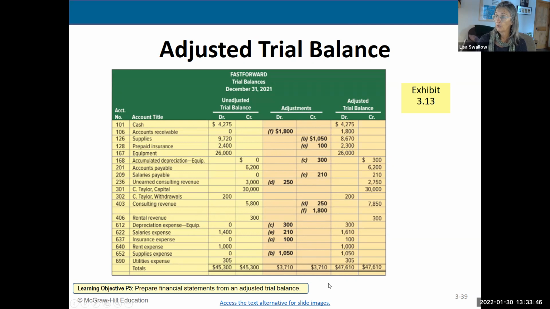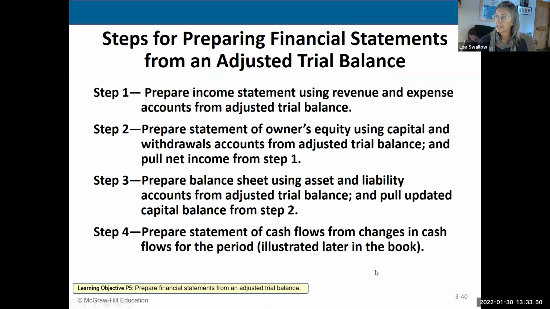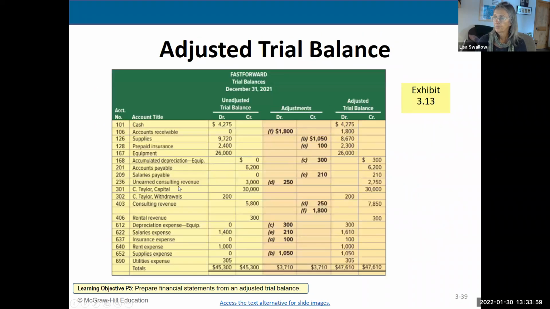Now I'm going to use all these numbers to prepare my financial statements. And we know what order we do those in. We prepare our P&L using revenue and expense balances. Okay, so here's my consulting revenue, $7,850, rent revenue, $300. Here's all my expenses. Those go in alphabetical order on your P&L. And then I get my profit or loss.